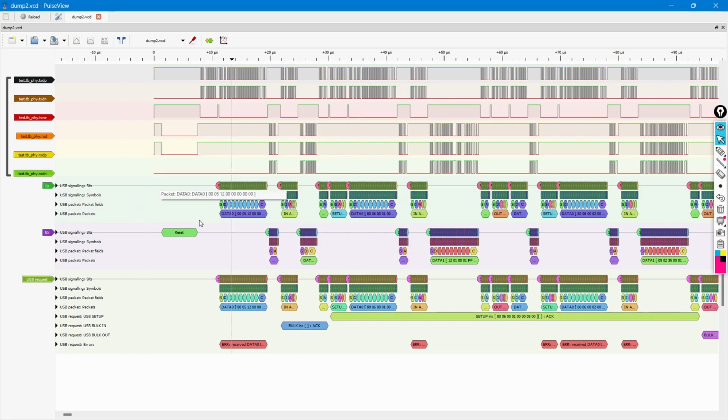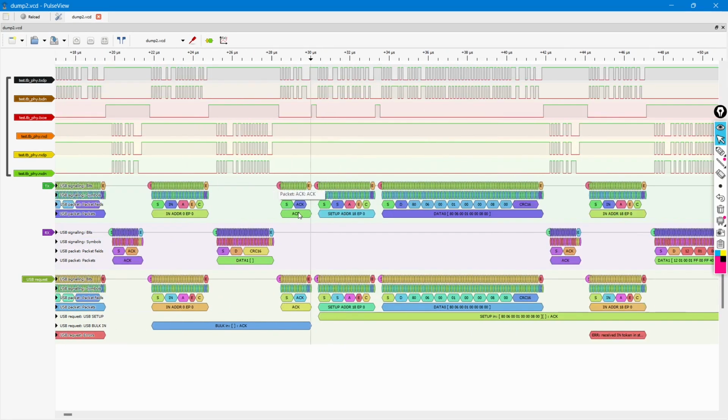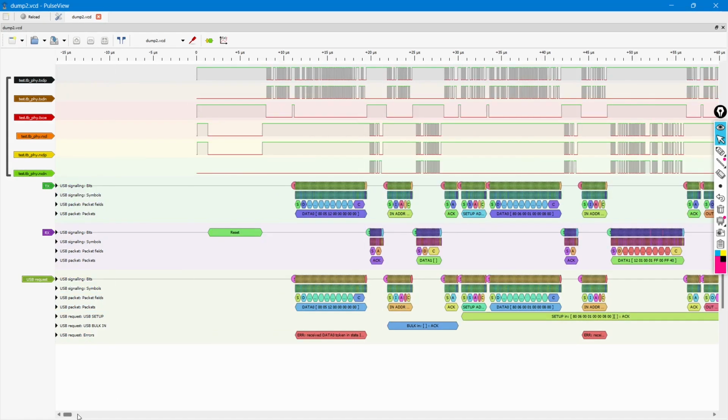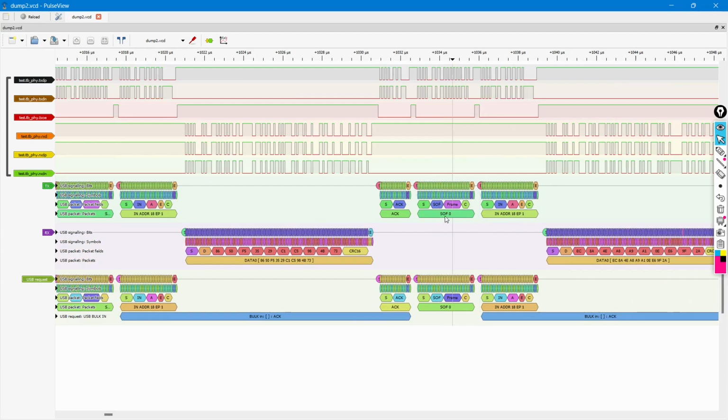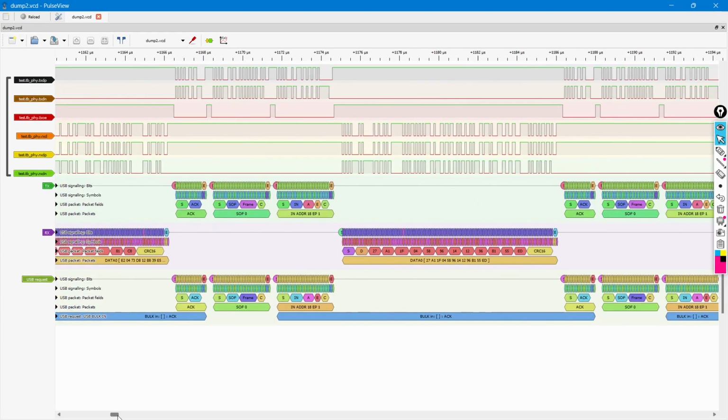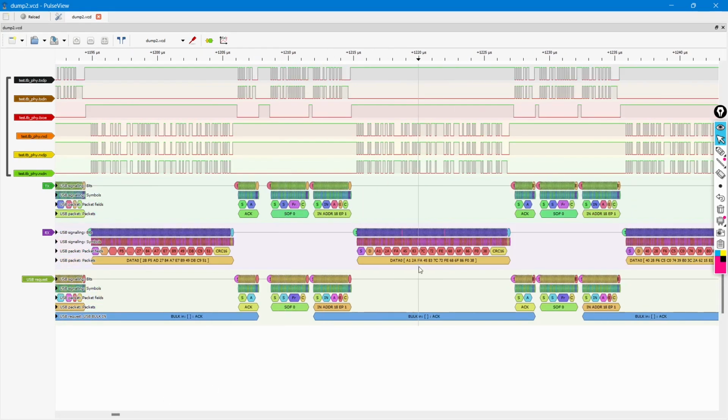If you zoom in, first is reset. Let me zoom in. See, it says this is an ACK, this is setup address. I have received the ACK for this one. This is for better visualization, because it is very difficult to debug in a waveform like this, so you need some assistance. This is SOF, start of frame, and this is my ACK, this is my start of frame, this is the address.